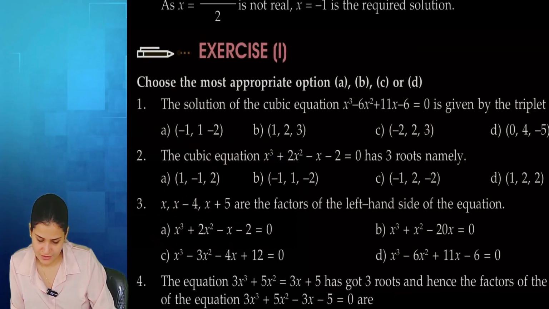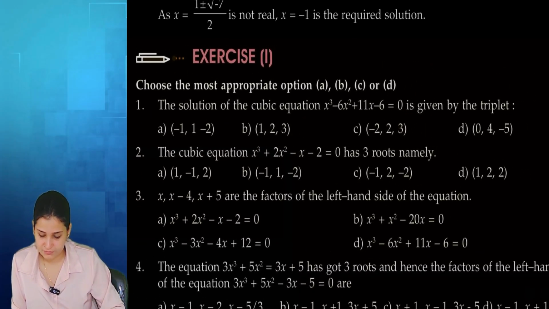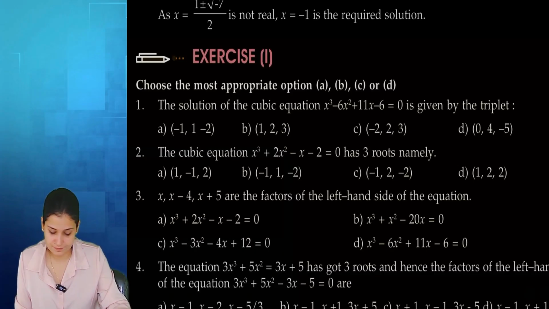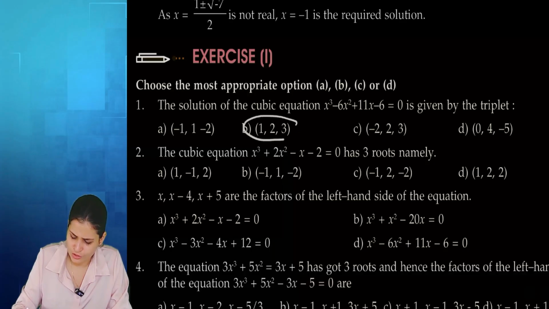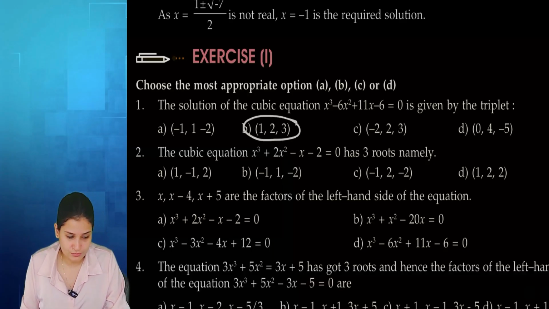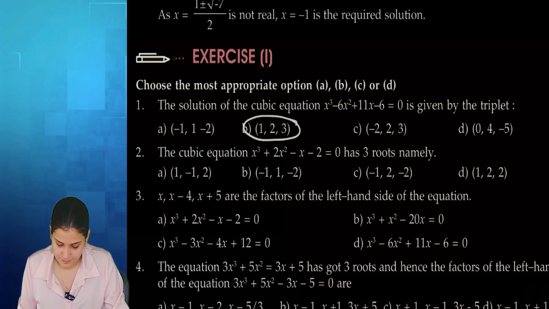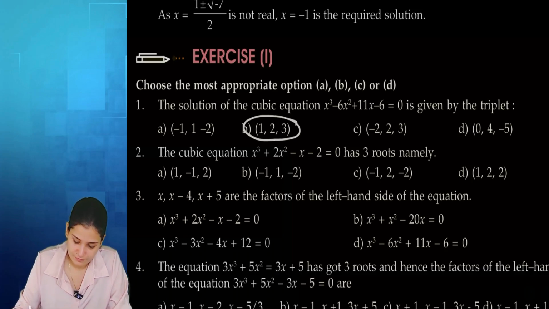Now, the rest is trial and error. Question number 1. Which one is the answer? Option B. Normal trial and error, no issue with that. Question number 2. Again option B.